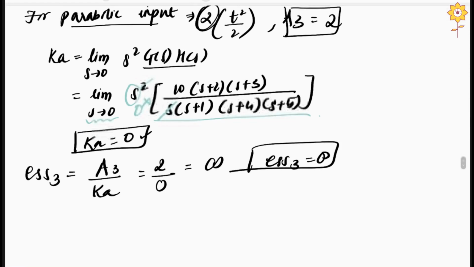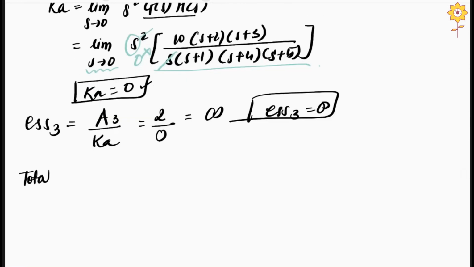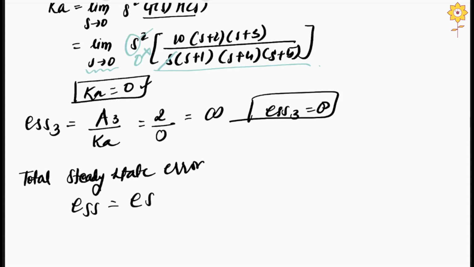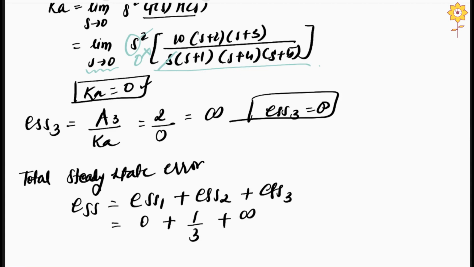Now, we have to calculate what? The total steady state error. So, total steady state error, that is ESS, is an addition of all these 3 errors: ESS1, ESS2, ESS3. Okay. So, let us add all the values. ESS1 was 0, ESS2 was 1 by 3 and ESS3 is infinity. When we add anything with infinity, it is going to give us what? Infinity. So, ESS is equal to infinity. The total steady state error is equal to infinity.